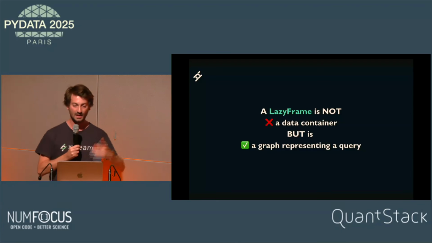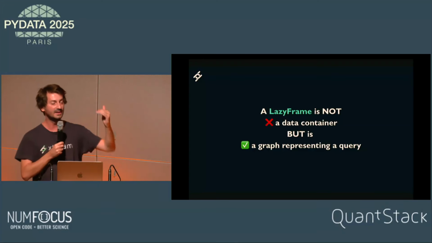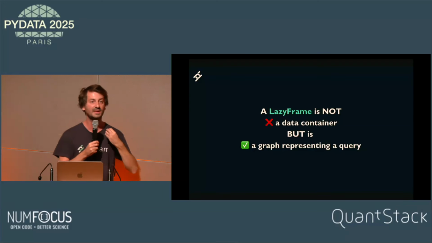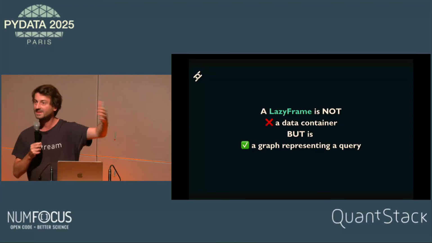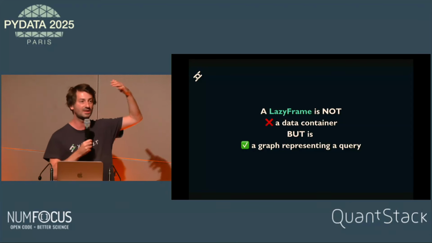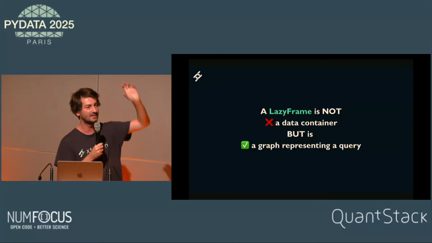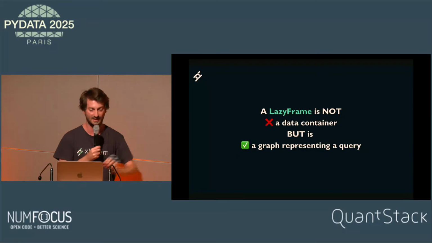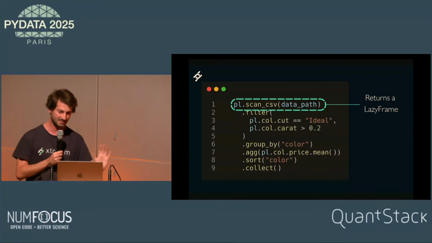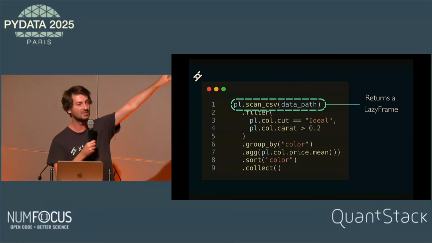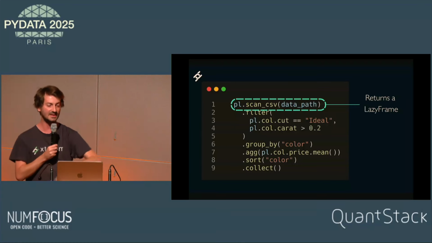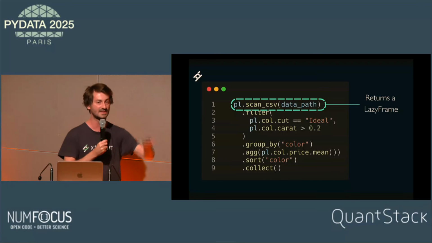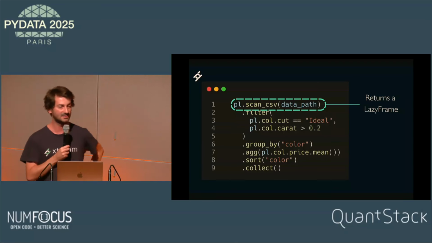What does this mean? When you write a query in lazy mode in Polars, what you're building is not a DataFrame, not a data container, not a table, but a LazyFrame, which is a graph of operations that are connected together. But let's do an example. This is exactly the same code as before. There are just two differences. The first line is not read CSV, but scan CSV, and the last line is collect.